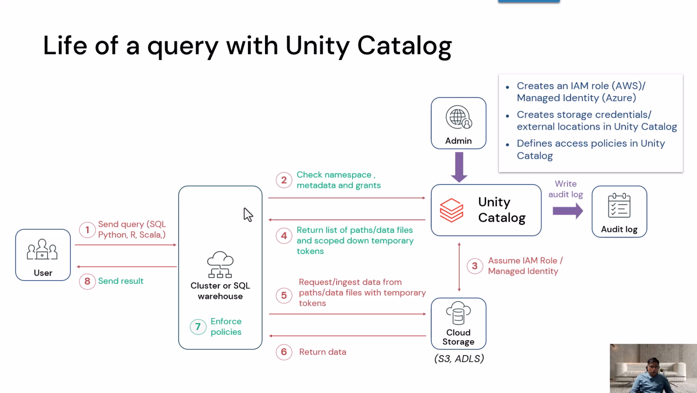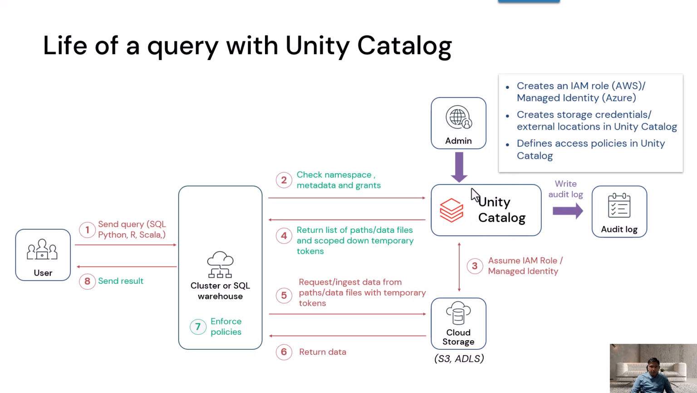Then the cluster or SQL warehouse sends this query to the Unity Catalog for checking the namespace, metadata and grants, which means that it checks in which namespace this query will be executed, which metadata will be used, and what the grants are, that means the access required to execute this query.